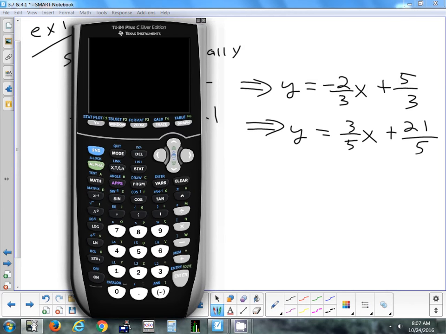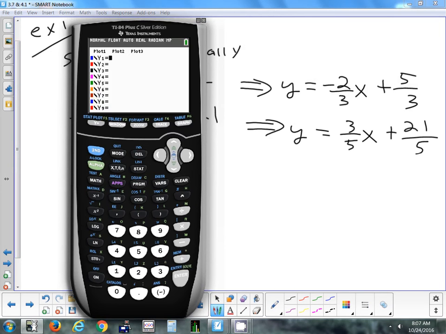Yeah? Well, they're not parallel to each other. Right, they're not parallel. How do you know they're not parallel? What tells you that? Their slopes are different. Yeah, the slopes are different. So because we have different slopes, they're going to cross each other.